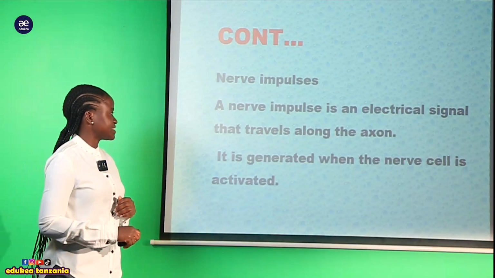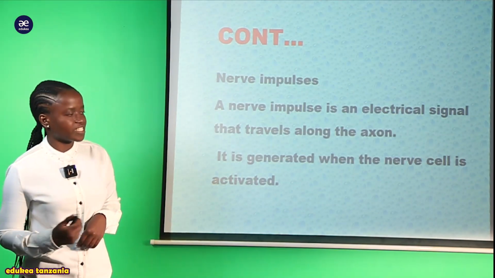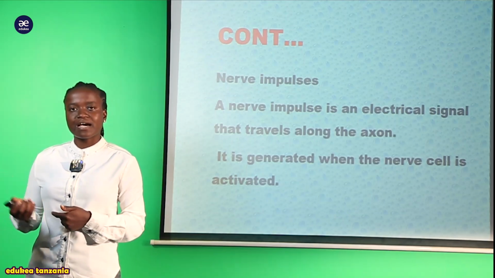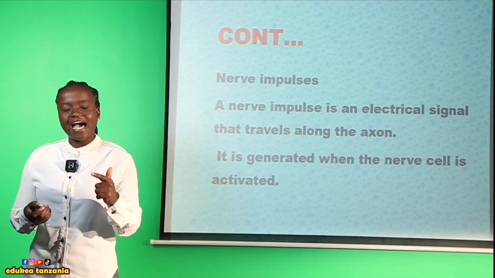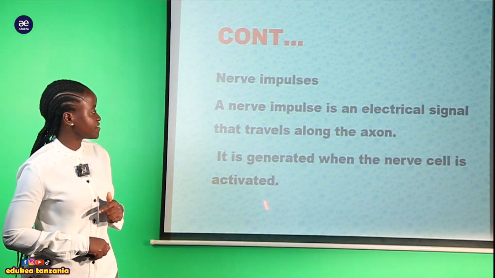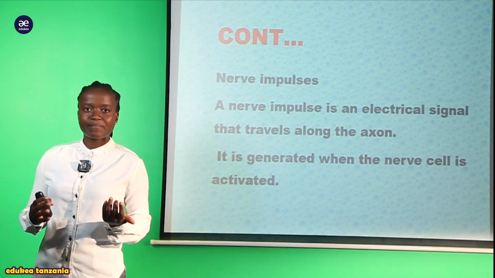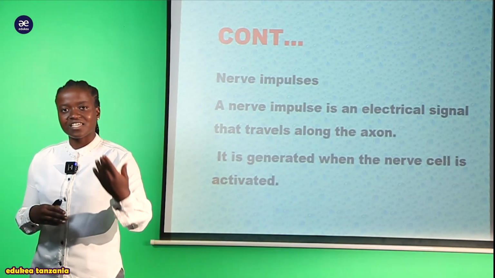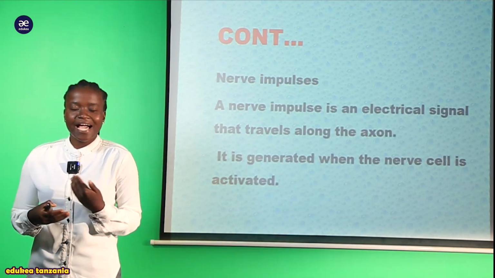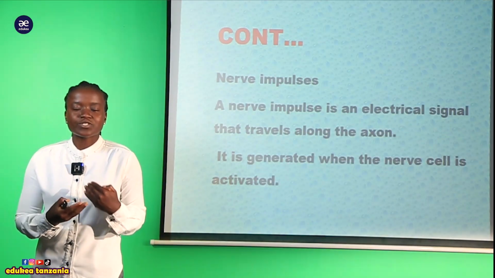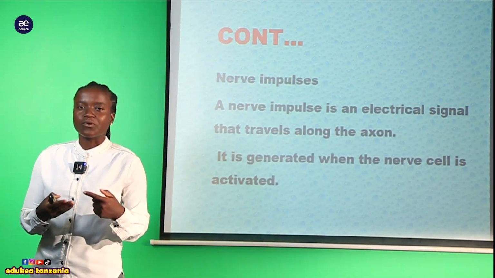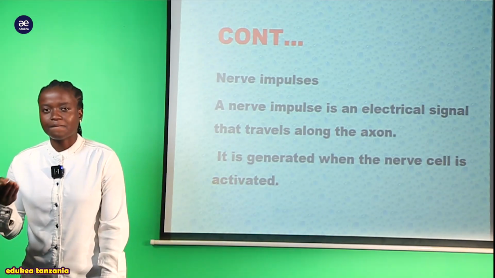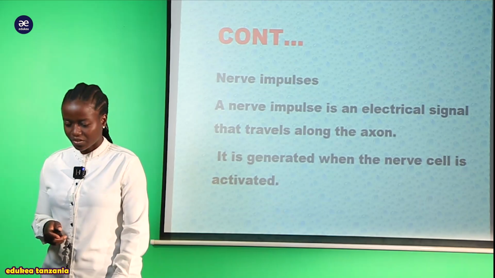And here we have said that it is generated when the nerve cells are activated. Here are the electrical signals that travel through the axon. They are activated when the nerve cells are activated. Pale ambapo nerve cells are activated. Tukisema nerve cells, the same as the neuron. So ile neuron ikibe activated, ndipo ambapo sasa inakuwa na uwezo wa kubeba hizo electrical signal kutoka kwenye one part of the body to the next part of the body, or the next part of the neuron.